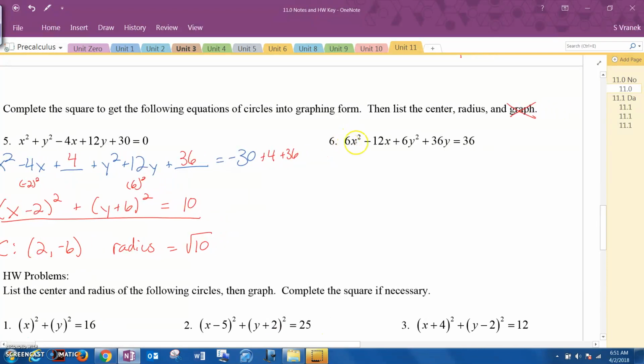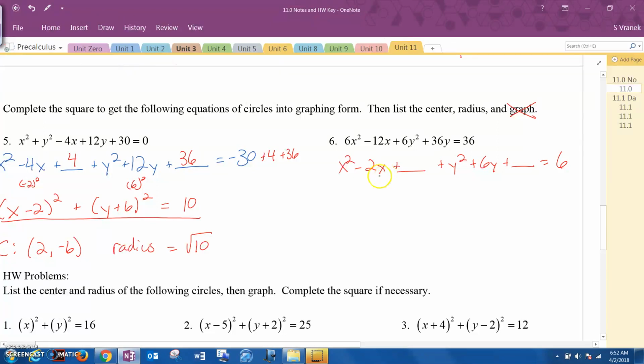The last one. Notice how everything is divisible by 6. If you see that everything is divisible by the same number, you can make this a little simpler and you don't have to worry about lead coefficients. So I'm going to rewrite this in correct order. X squared minus, divide that by 6, is 2x. Plus blank. Divide everything here by 6: plus y squared plus 6y plus blank equals, divide that by 6, 6. So I just divided everything by 6, and then I'm going to complete the square.